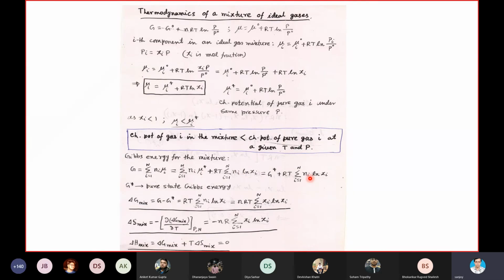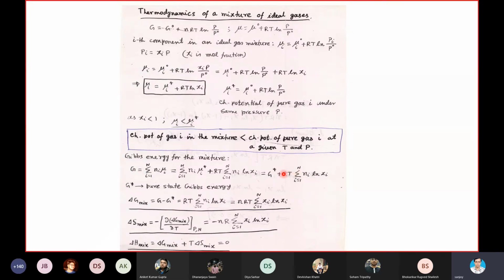Okay, now because of mixing something happens, so that is why your G star, this is the pure form Gibbs energy, gets modified. So you are adding this additional term. Okay, so in the pure form, suppose you have 10 containers, if you measure their Gibbs energy and sum it up, that is G star. Now, after you mixed all 10 in one container, you have a G value that you measure in the mixed state. So therefore, what is the change due to mixing? It will be simply G minus G star.